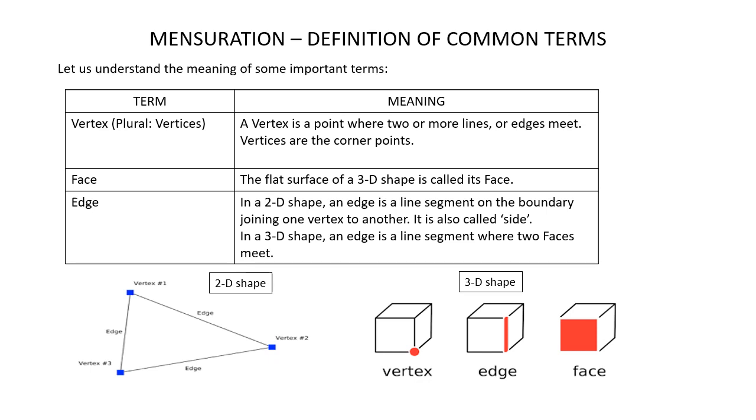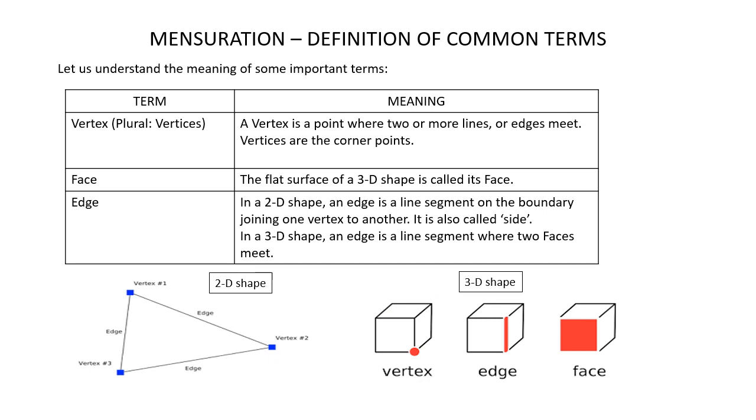Now vertex is a point where two lines or edges meet. They are the corner points. As you can see here, at this point, these three lines meet. So this is the vertex of the cube. Similarly, all these corner points are the vertices of the cube.